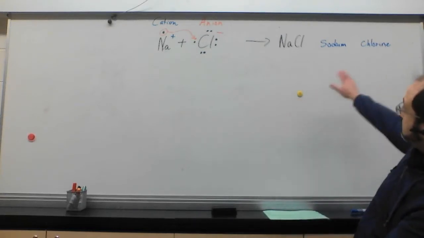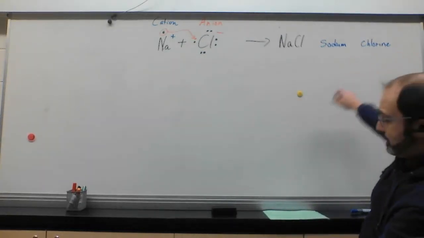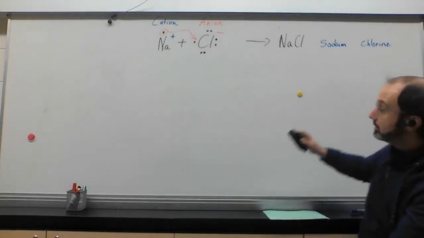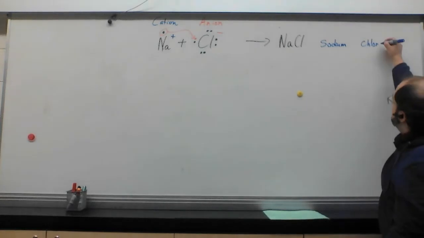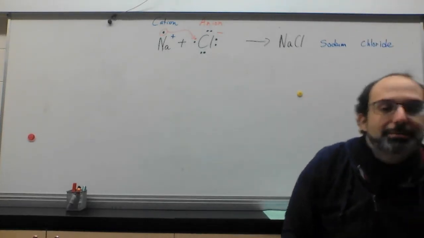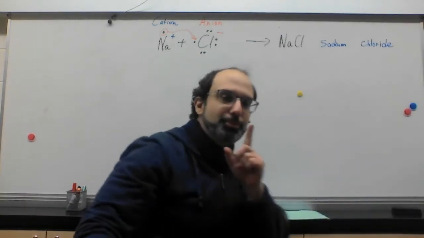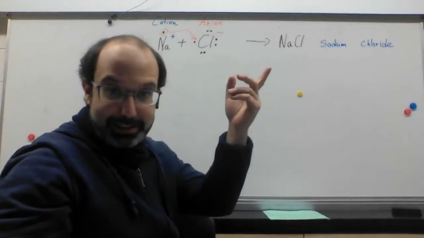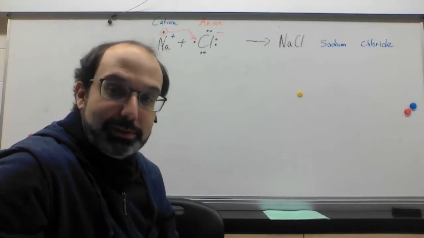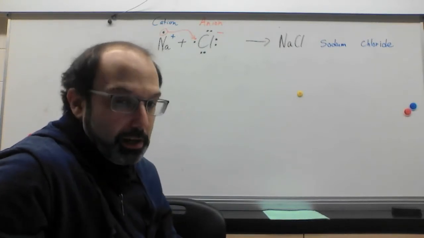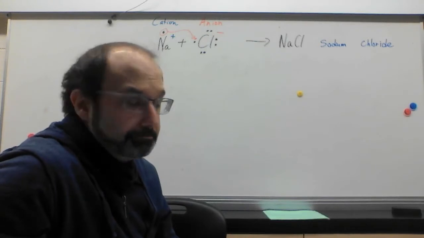So we don't leave it as sodium chlorine. We change the ending to be -ide. Sodium chloride. You've probably heard that before because that is the chemical formula and chemical name of table salt. Yeah, I know. Very fancy stuff.